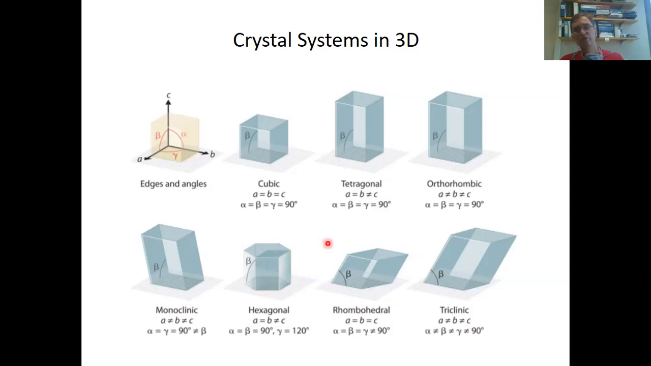So the last case is the rhombohedral crystal system with the rhombohedral unit cell. In this case, we have A equal to B equal to C, and alpha is equal to beta and equal to gamma, but they are not 90 degrees, because if they were, we would have a cubic case. From that, you can see that you should be able to derive the rhombohedral unit cell from a cubic unit cell.